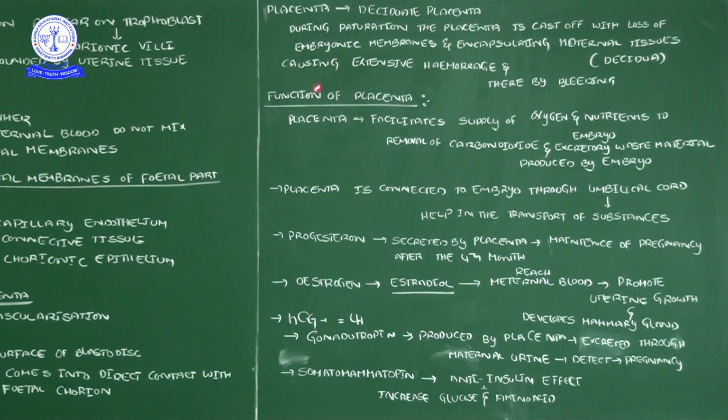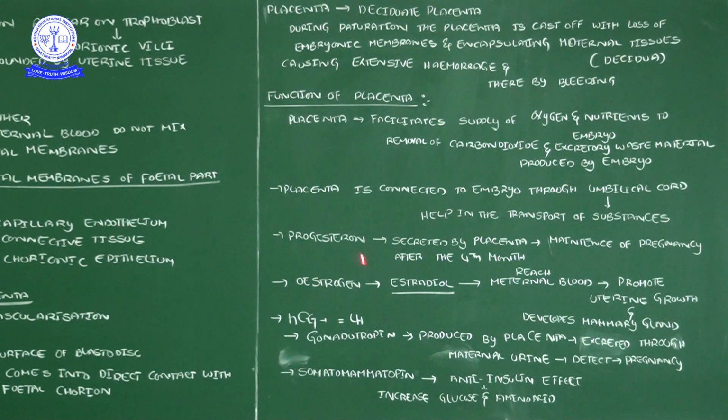Then the placenta will produce several enzymes and hormones, 4 hormones, remember it. First I will tell the names of those hormones. First one progesterone, second one estrogen, next gonadotropin, nothing but HCG, and then somatomammotropin. Totally 4. I said 5, sorry, here 4. Progesterone, estrogen, gonadotropin, and somatomammotropin.